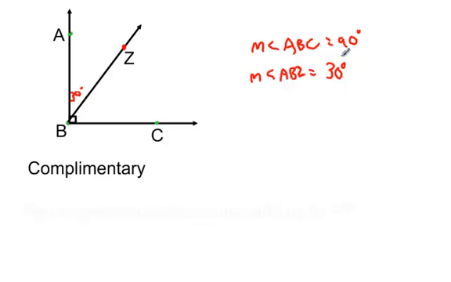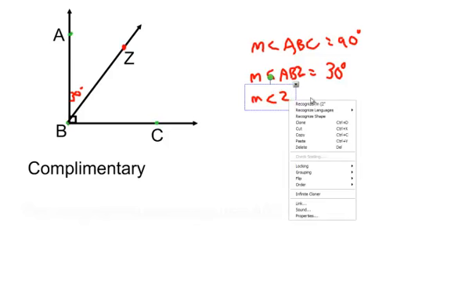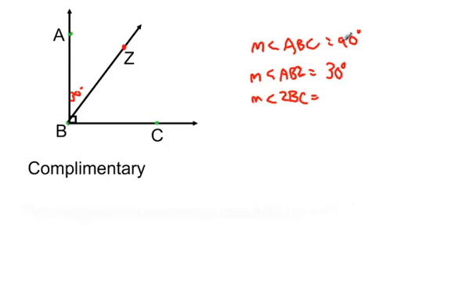Now we can figure out what the measure of angle ZBC is from this, right? Because all I need to do is take the measure of angle ABC, which is the whole thing, and subtract out this 30 degrees, and I'll have the missing piece that's left. So the measure of angle ZBC equals 90 minus 30, or 60 degrees.